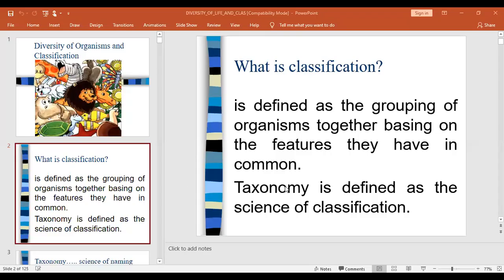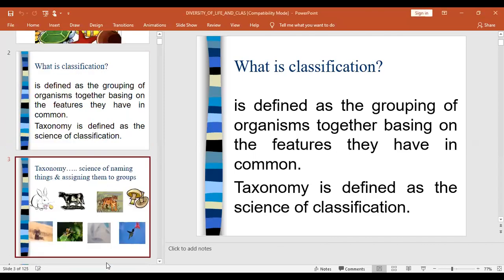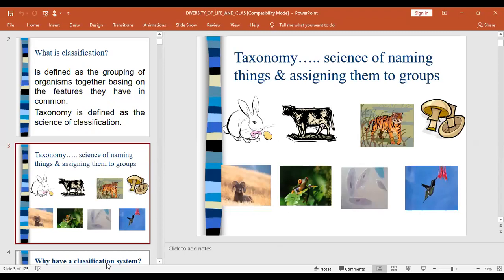And I would want you to be as attentive as possible. Now, look at these organisms that we have. We have a rabbit, a cow, a tiger, a mushroom, an antelope, a lizard, a bird, and a bacteria. All these are organisms that we need to name and assign them groups.